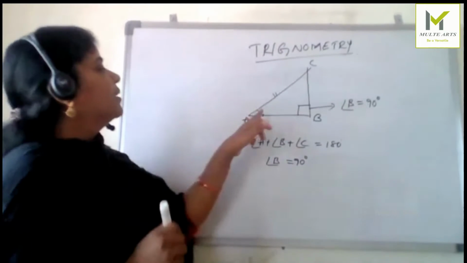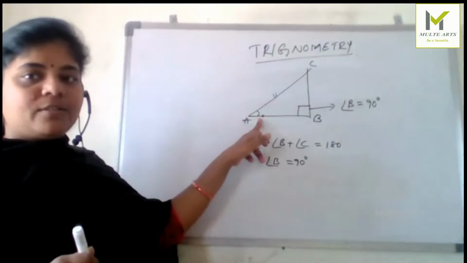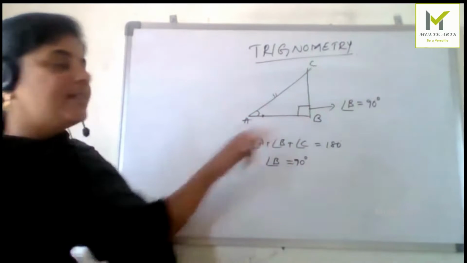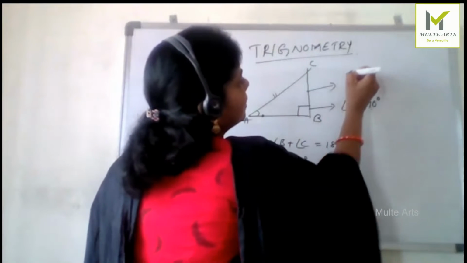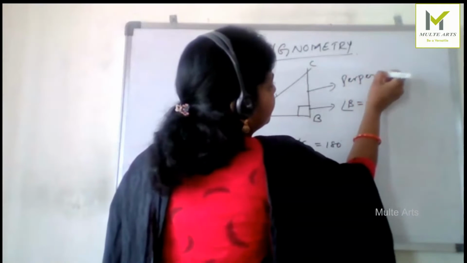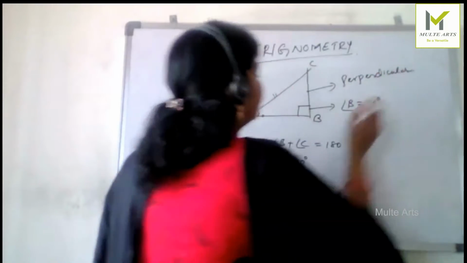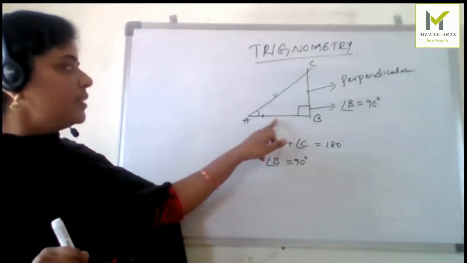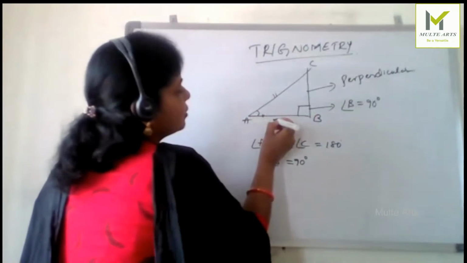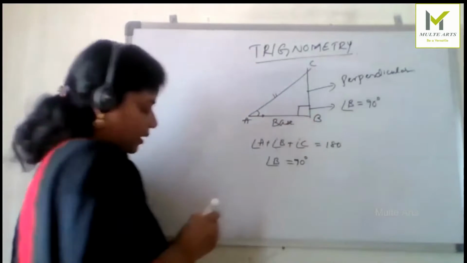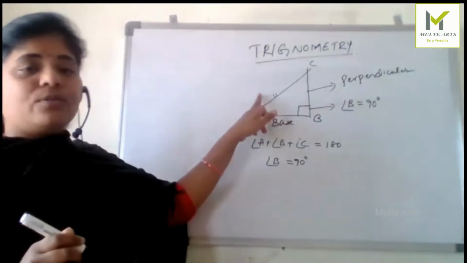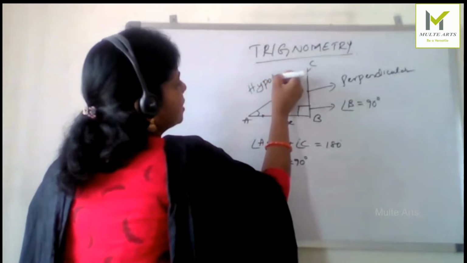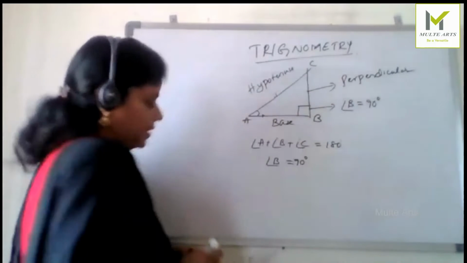So here the side which is opposite to the acute angle is known as the perpendicular, because we can see that this is making a right angle triangle. We call this side the perpendicular. And usually in triangle ABC, this is known as the base. As we all know, this is the base. So AB is known as the base. And the longest side of this triangle is known as the hypotenuse. So AC would be called the hypotenuse, which is also known as the longest side.